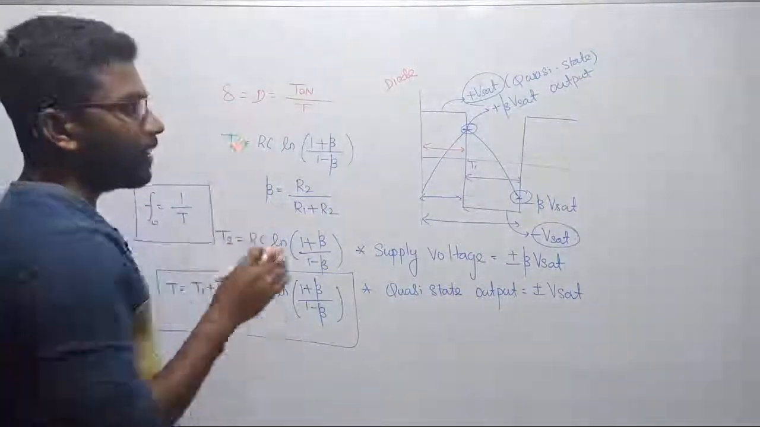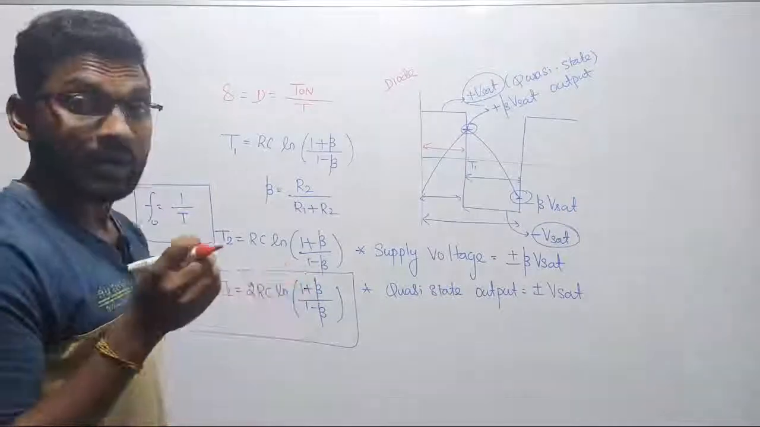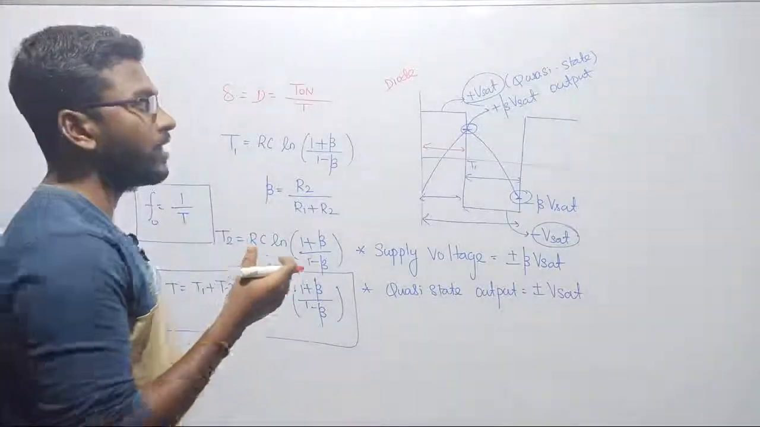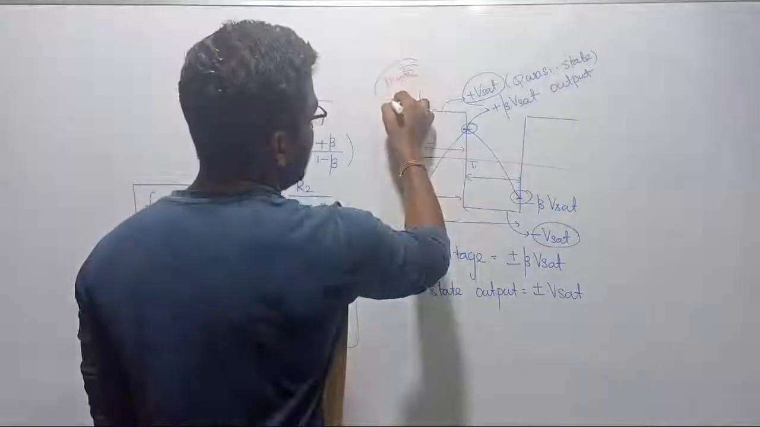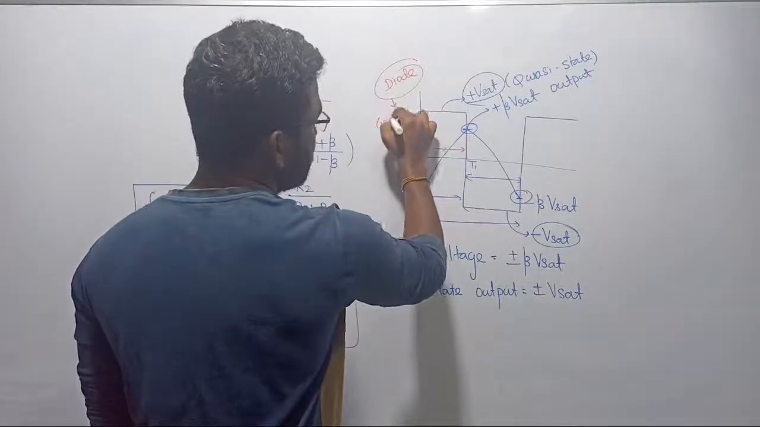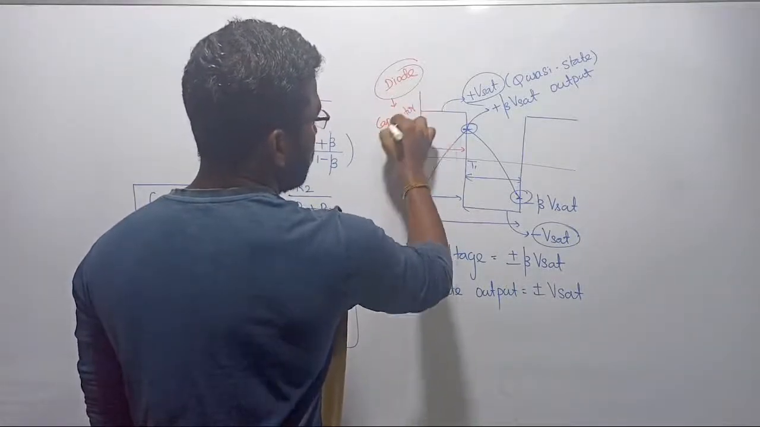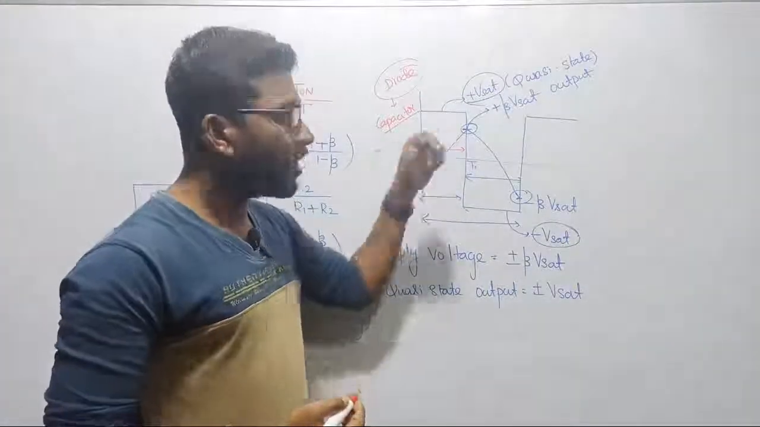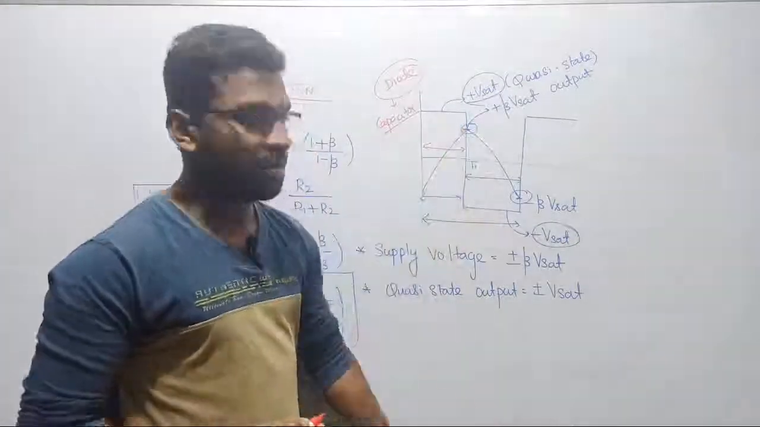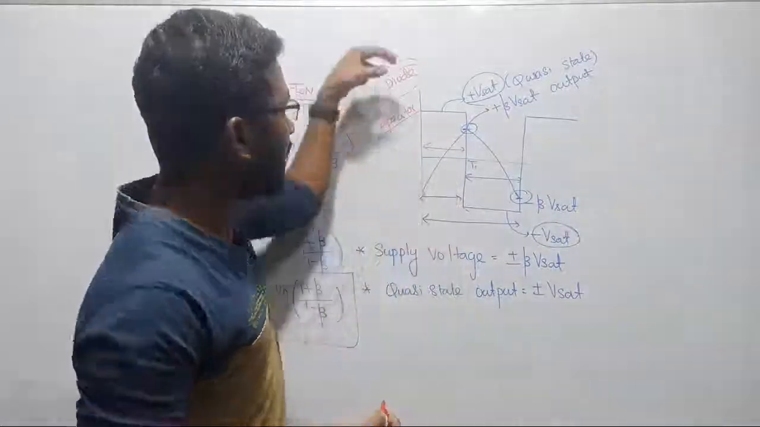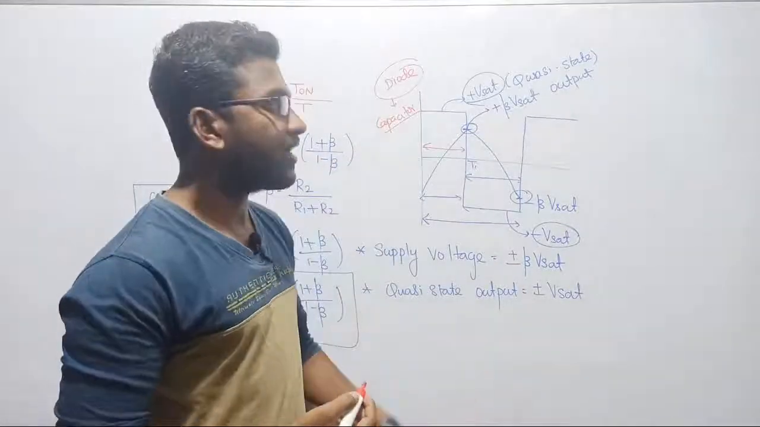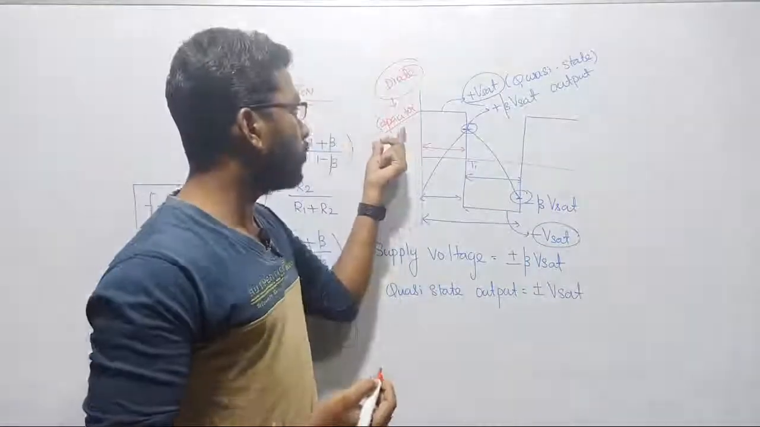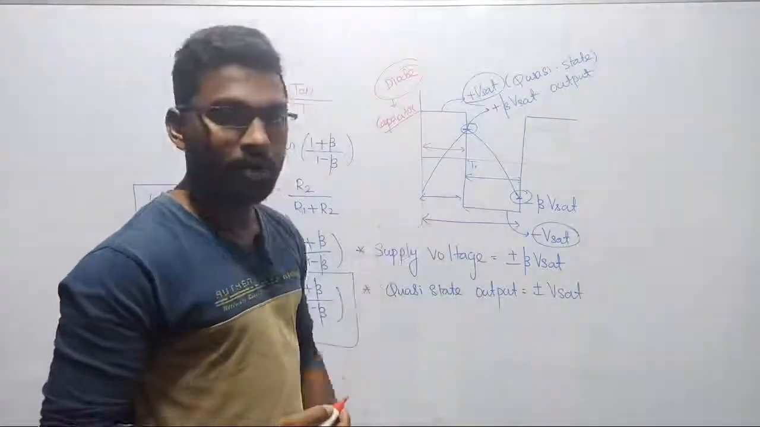So the duty cycle of your astable multivibrator can be controlled, or it can be variable, by connecting a diode with the capacitor. Because there is a component called a capacitor, and it is doing two actions: one is charging and the other is discharging. That action can be controlled by connecting a diode with the capacitor, because the capacitor is going to produce the time period.